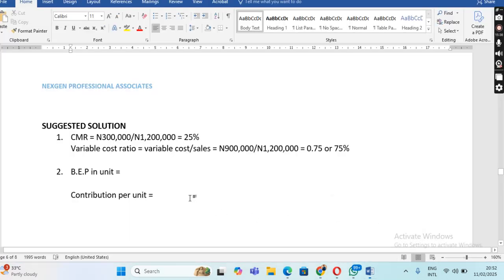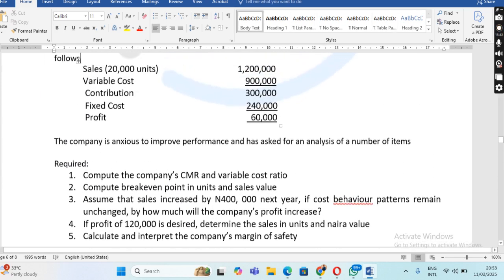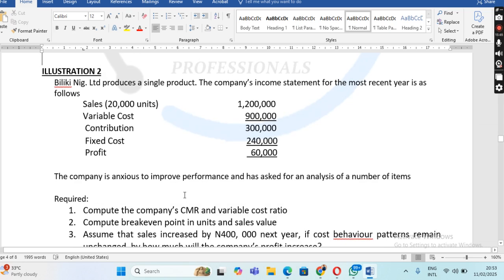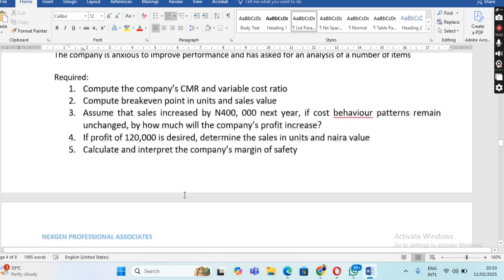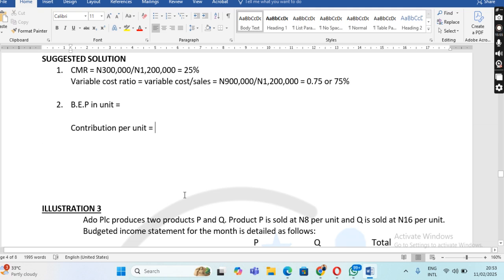Quickly, now let's move on. Now, the contribution. What is the value for total contribution? Please capture this part quickly. Total contribution is 300,000 divided by the 20,000 units, and that gives us contribution per unit. Don't forget, we call figures the way we call figures. So quickly, what is the contribution per unit? 15 naira per unit.